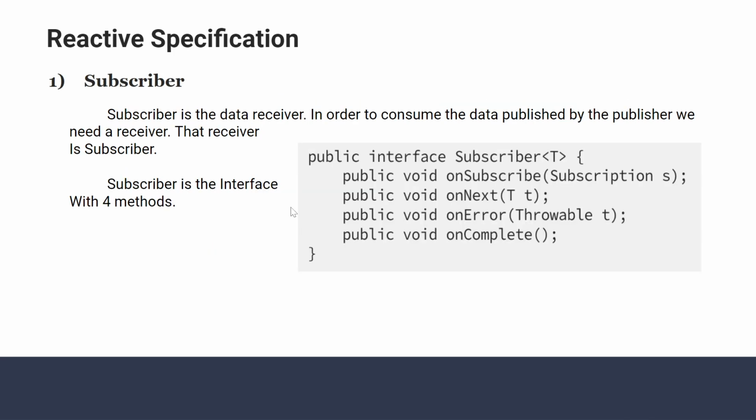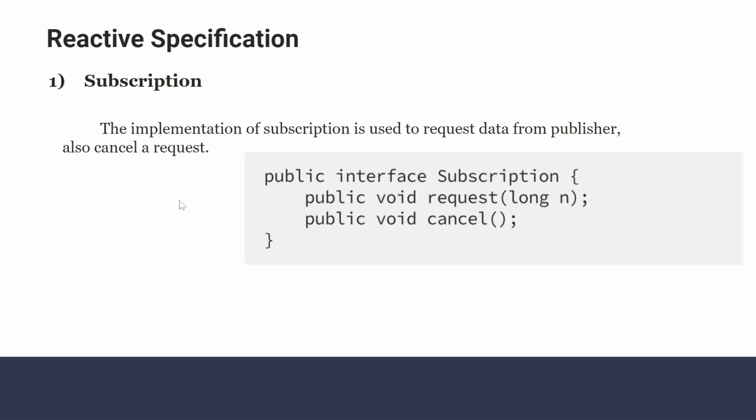The second one, Subscriber. The Subscriber is the data receiver. Whatever the Publisher emits, the Subscriber will receive the data published by the Publisher. The Subscriber is an interface having four methods: onSubscribe, onNext, onError, onComplete. We will discuss all these methods in the next slides.